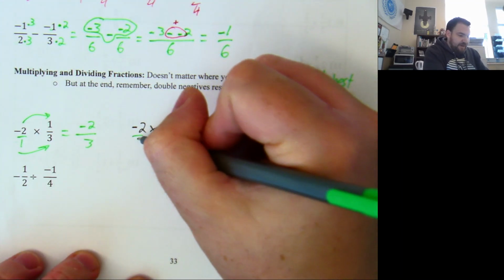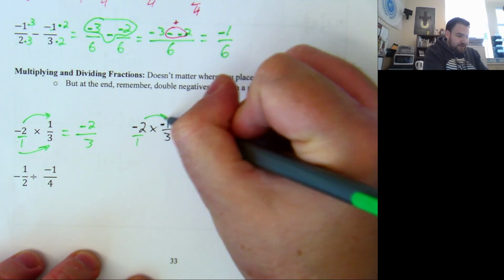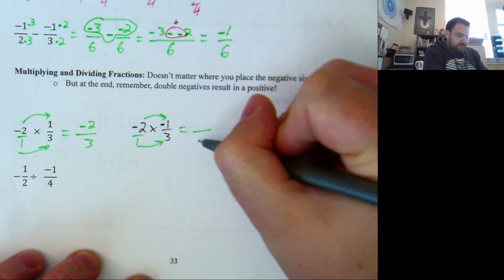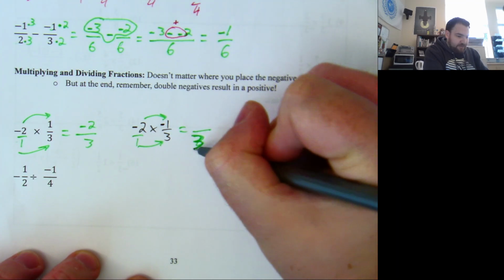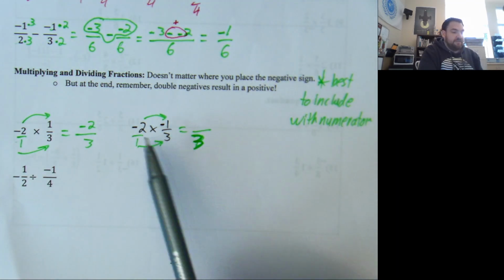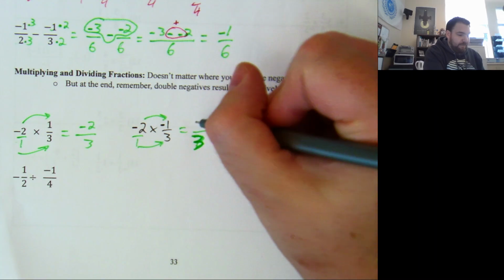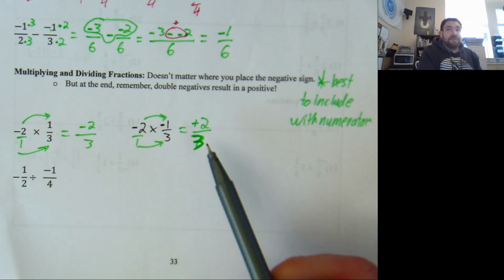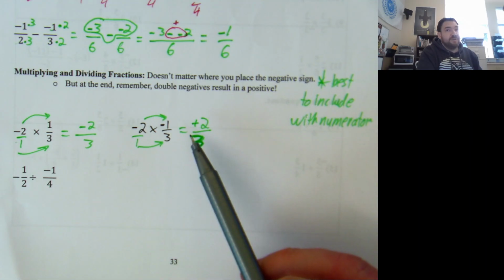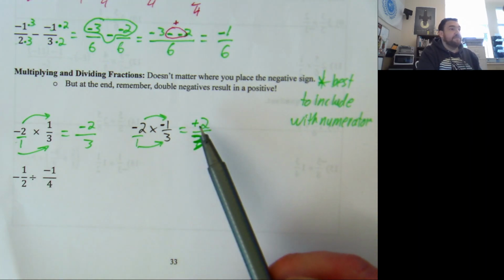I'd still put this over 1. The only thing that's going to change here is what? That's still going to be a 3. 1 times 1 is 3. Yeah, these two negatives are going to make it positive. Negative 2 times negative 1 is going to become positive 2. You don't have to put the plus sign in there. I'm just putting it in there to emphasize the fact that this is going to be positive 2.